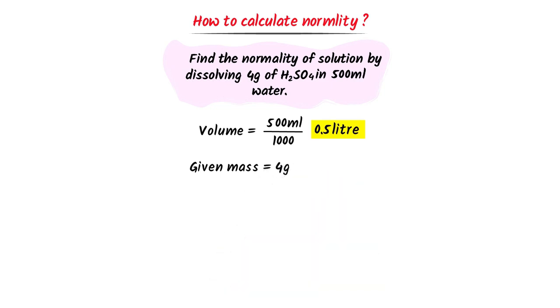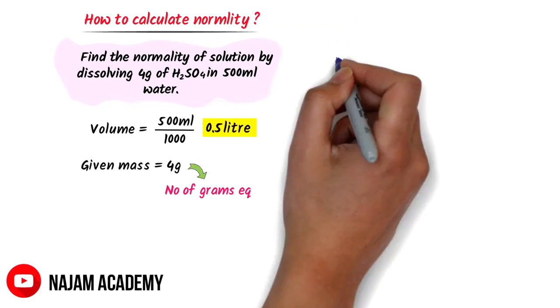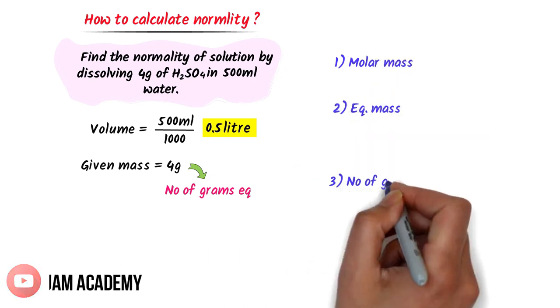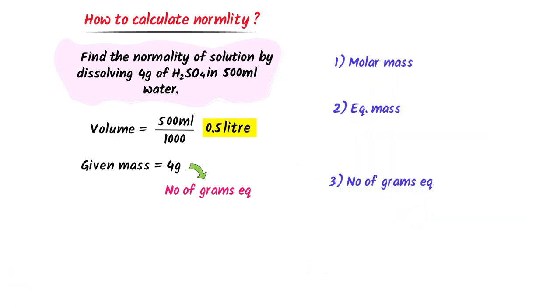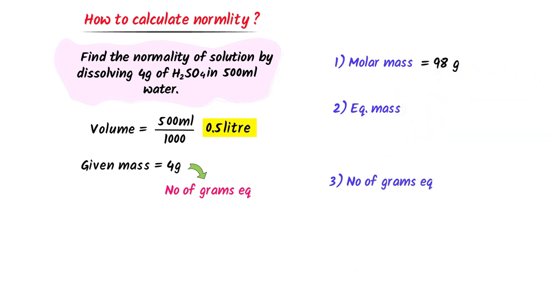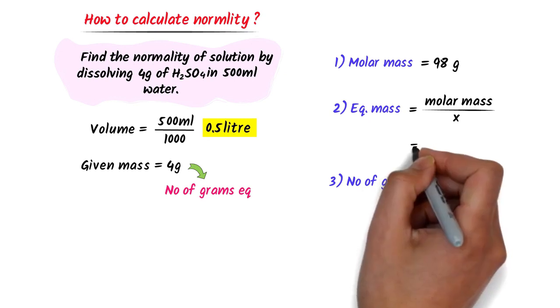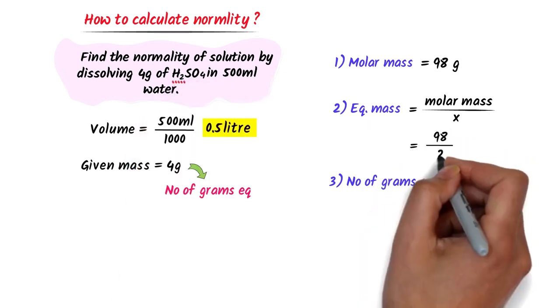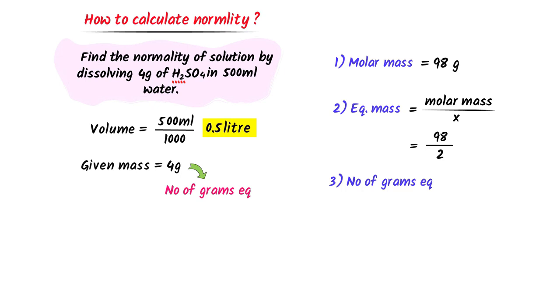Now we need to convert this 4 gram to number of grams equivalent of solute. To do so, we follow 3 steps which we have already learned in the previous slide. We know that the molar mass of H2SO4 is 98 gram. Here, to calculate equivalent mass, we divide molar mass by X. Here, the molar mass is 98 gram and the value of X is 2 because there are 2 hydrogen ions. After calculation, I get 49 gram.